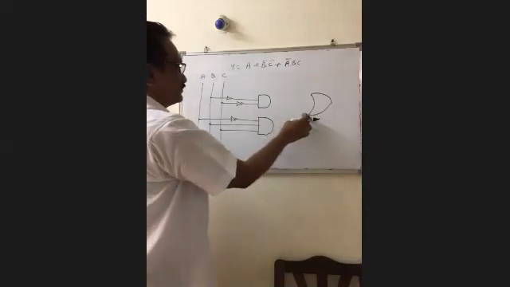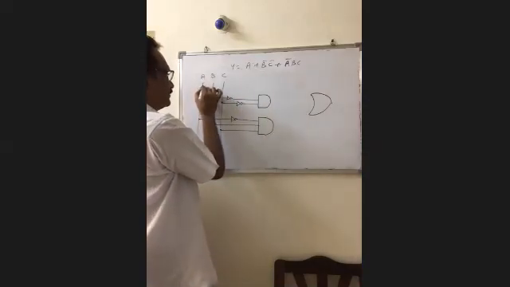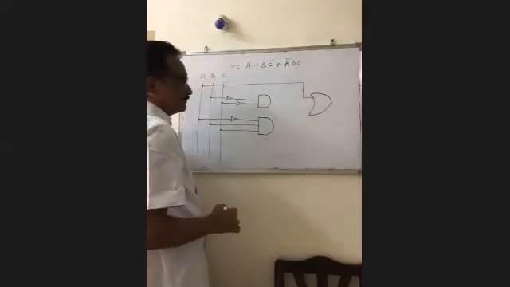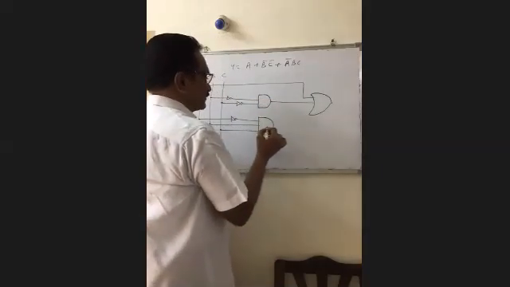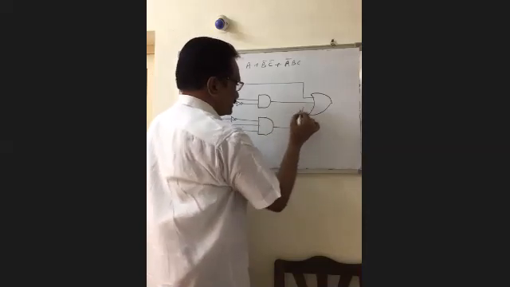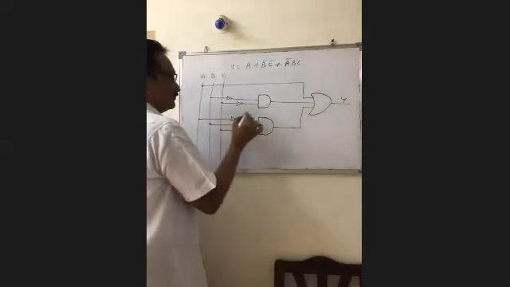What are the inputs to this one? One is the A input, connect directly A to one of the inputs of this OR gate. Next, B bar, C bar. Next, A bar, BC. No doubt in that one, Y is equal to.